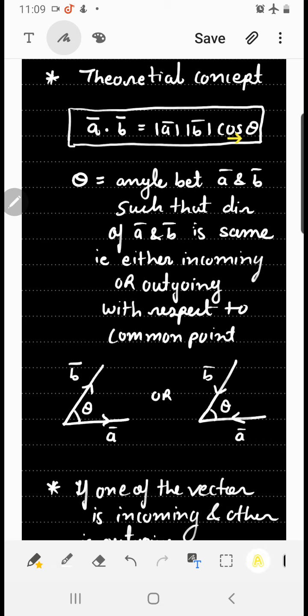Now remember, in dot product the whole game is on theta. Most of the questions are based on theta. So let us understand what is theta. Theta is the angle between a bar and b bar.